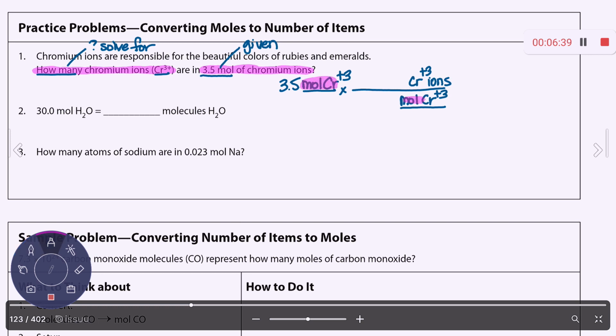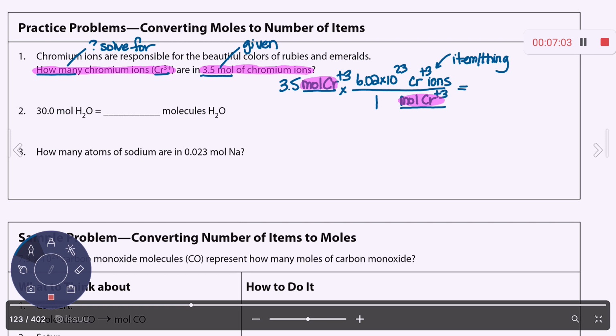Now, the number 1 always goes next to moles. So in the fraction, where would I put the number 1? Yeah, on the bottom because that's where moles is. Okay, number 1 always goes next to moles. And then since ions is an item or a thing, this is where you're going to put 6.02 times 10 to the 23rd.